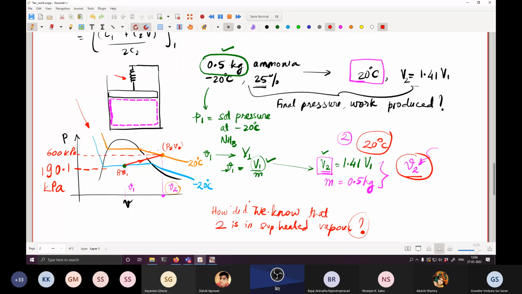So what he said is correct. At 20 degrees Celsius, you can find out what the specific volume of this point is. And if the specific volume that you obtain using the total volume and the mass is larger than Vg at 20 degrees Celsius, then you can safely say that you are in superheated vapor. Okay? Yes, sir.